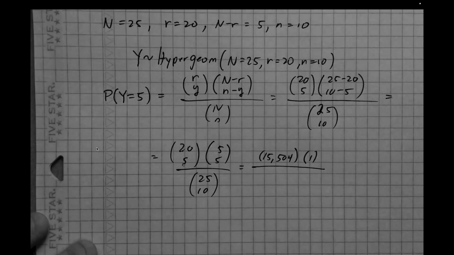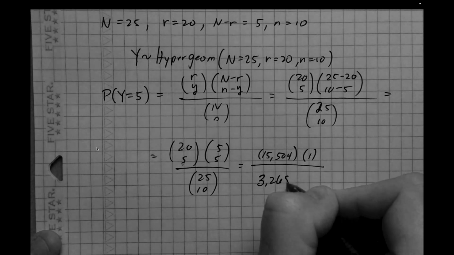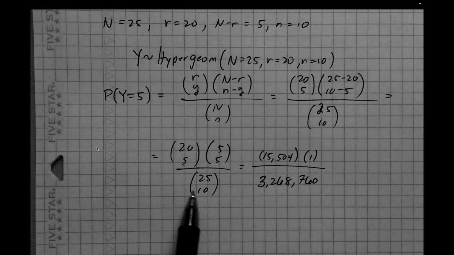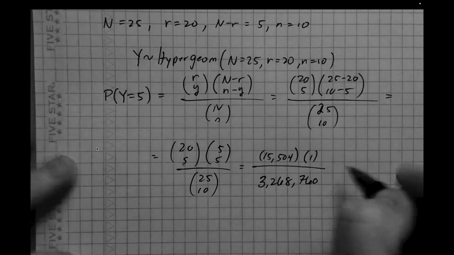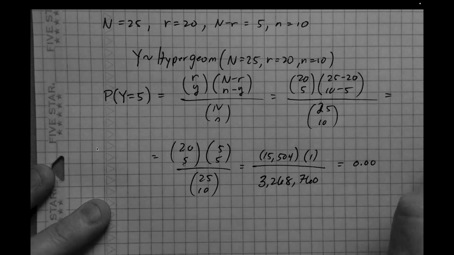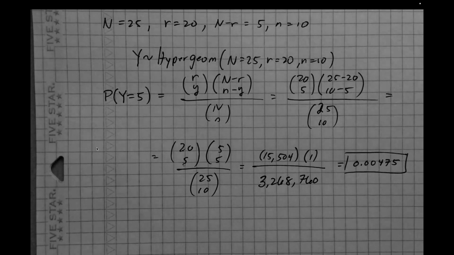And all of that is divided by a big number, 3,268,760, which is the number of ways to choose 10 balls from 25 balls. And then of course, when you divide this all down, you get 0.00475. And so that is the probability of selecting 5 red balls in a sample of 10. All right, so that's a nice little problem.